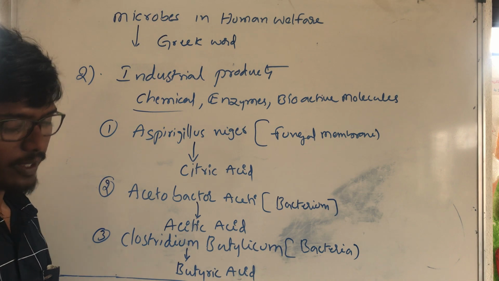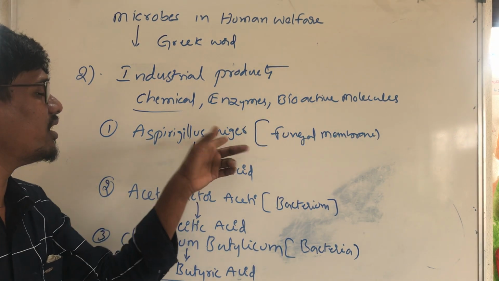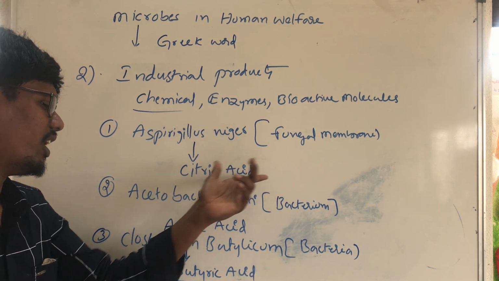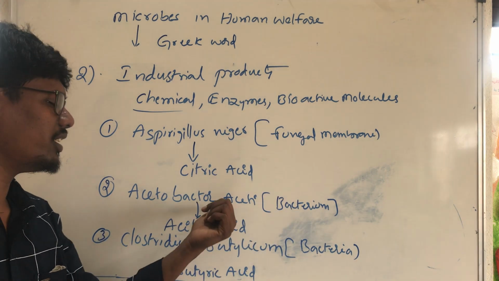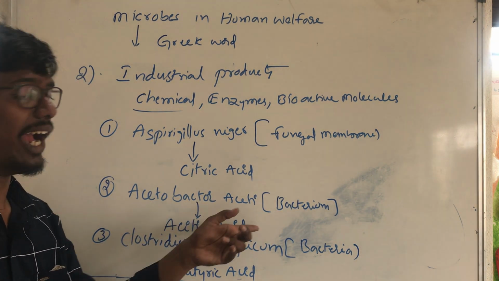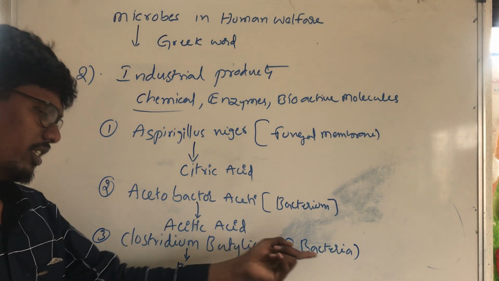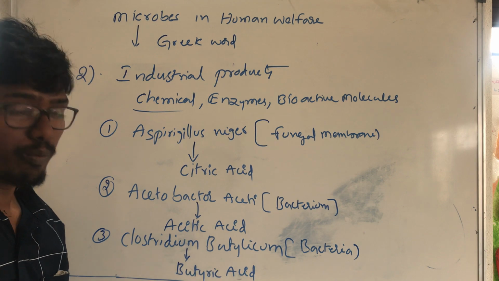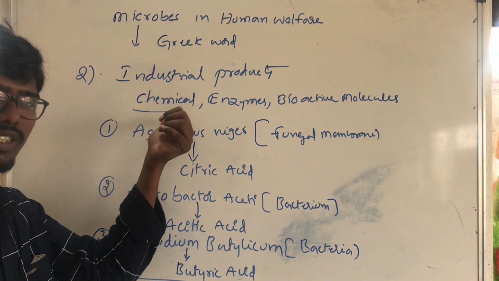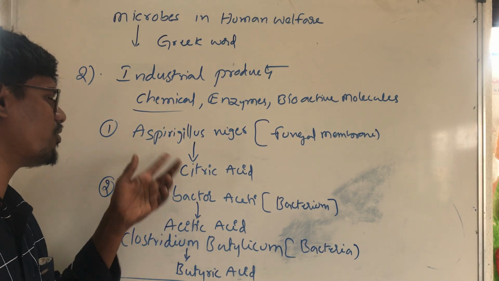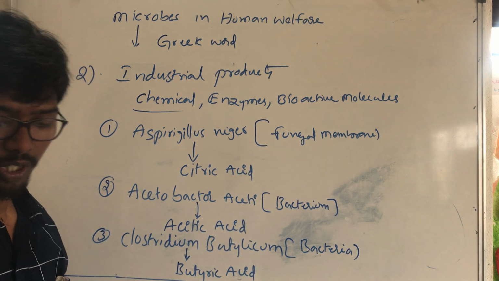Okay. The first one is Aspergillus niger, a fungus that produces citric acid. The second one is Acetobacter aceti, one of the bacteria that produces acetic acid. And Clostridium butylicum is one of the bacteria that produces butyric acid. First we have to see the chemical producers: Aspergillus niger, Acetobacter, and Clostridium butylicum.